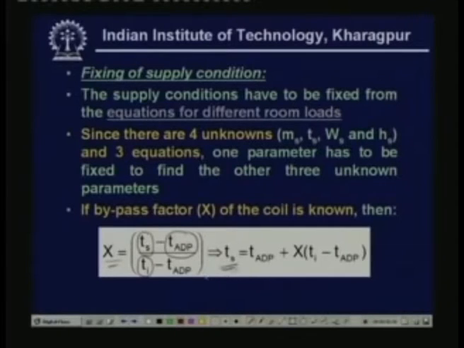So from this equation you can write Ts is equal to TADP plus X into Ti minus TADP. Now, X is known to us, it is specified by the manufacturer, let us say. Ti is known to us, and TADP we have obtained by extending the line from the intersection of the RSHF line with the saturation curve. So, this is also known to us. So, we can find out the required supply temperature. Okay.